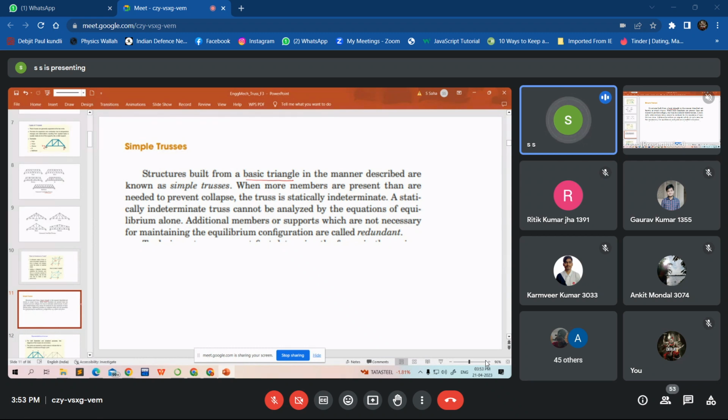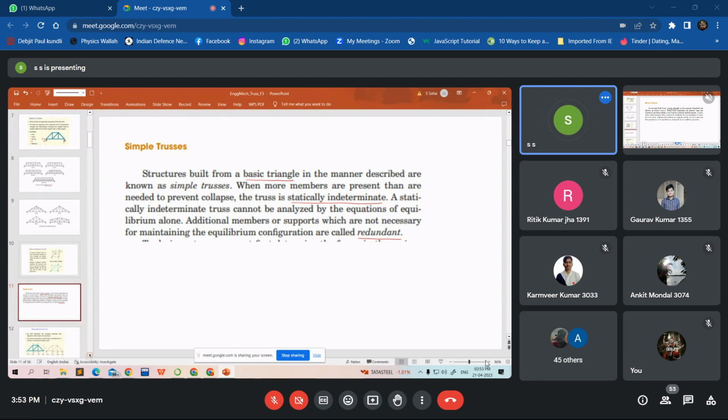This you will understand later. This you will not understand now, but just go through the terms: redundant, statically indeterminate. Redundant literally means more than required. That means that if you require 3 members for the structure to be stable, and if you add more members, then the additional members are redundant. So that is what it says. And simple trusses are basically composed of basic triangles. So that is the definition.